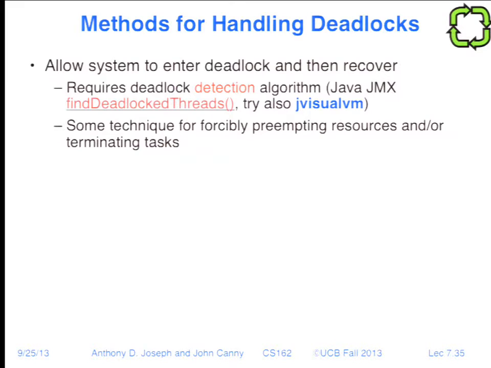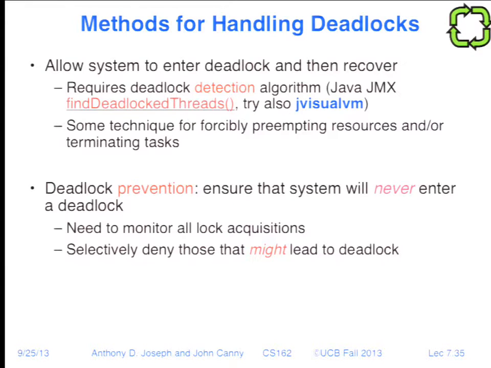Or if you run JVisualVM, which is a utility that's in the JDK, does anyone run that? It's very useful for profiling, but among other things, it allows you to examine the threads in a live running program without the overhead that you get with using the debugger, which sometimes causes strange deadlock situations not to happen. So you can wait for deadlock and then examine the deadlock using this routine. You can forcibly preempt resources once you recognize it.